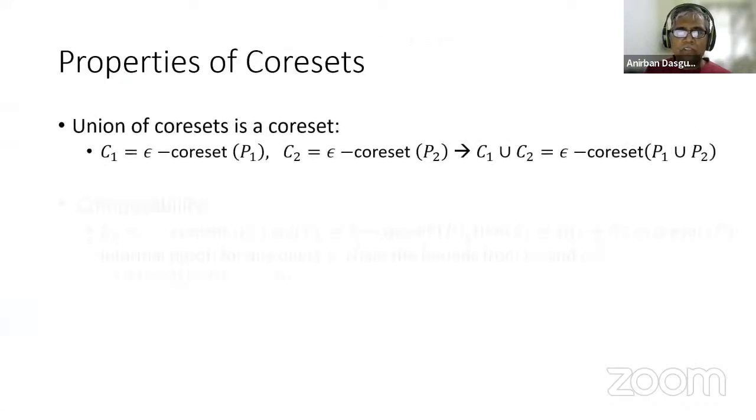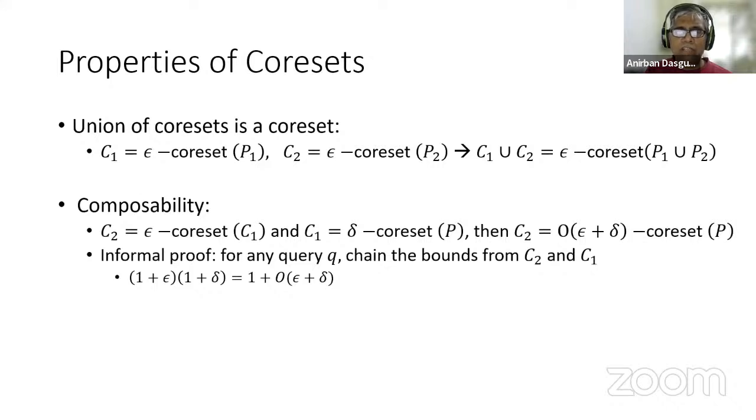Okay, so let us not go into too many details of it. Some nice properties of coresets: if you have two data sets P1 and P2, and C1 is an epsilon coreset of P1 and C2 is an epsilon coreset of P2, then C1 union C2 is an epsilon coreset of P1 union P2. By epsilon coreset, I mean that it satisfies the 1 plus epsilon, 1 minus epsilon guarantee for all possible queries.